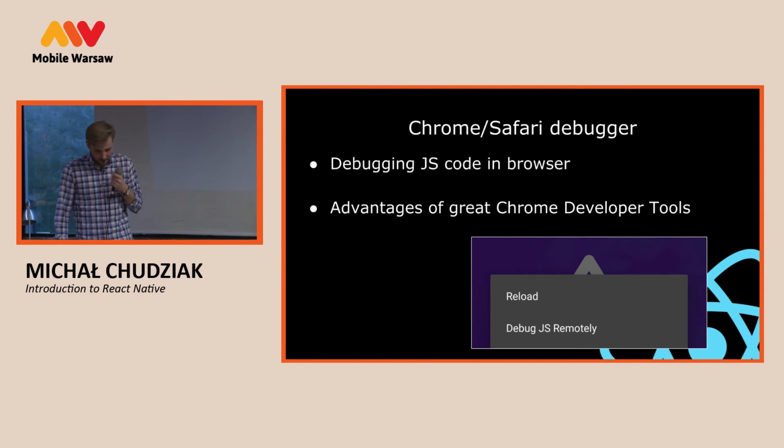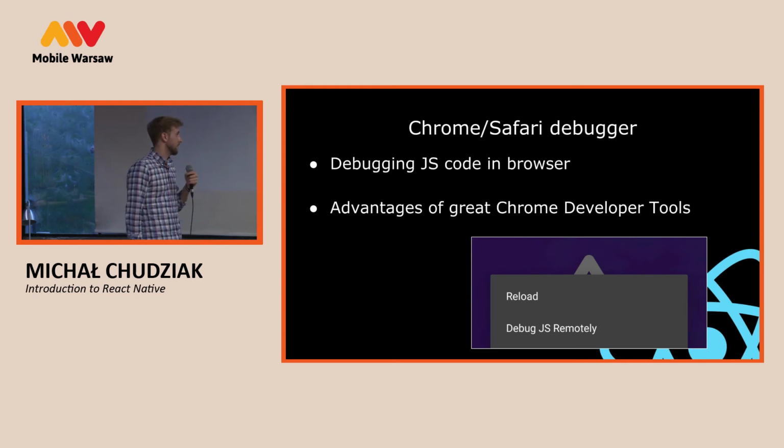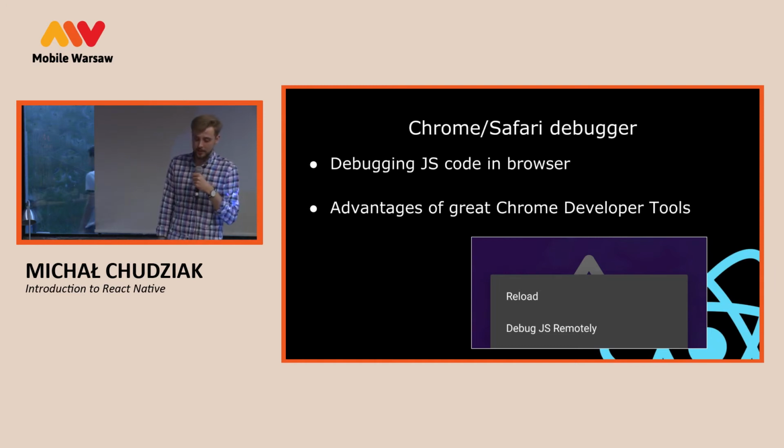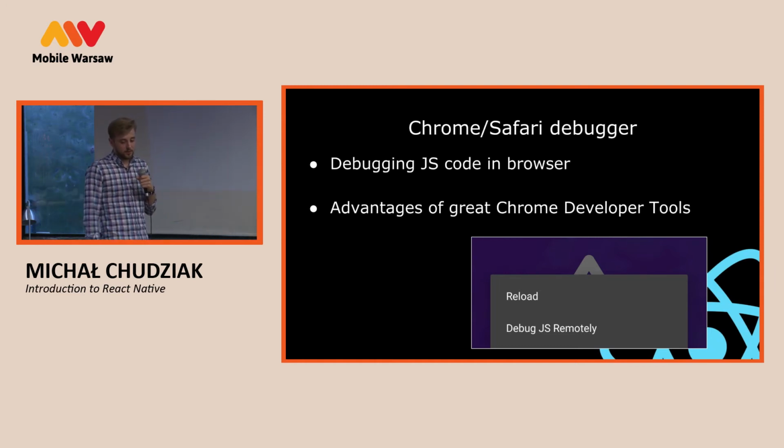Debugging. So, as you know, React Native runs JavaScript, so there is some kind of bridge which lets you communicate from your JavaScript to your native code, but also it lets you throw the error data or actually any data to your Chrome debugger. So you can use all the advantages of Chrome development tools and just debug your JavaScript just like you are used to debugging it in the web.